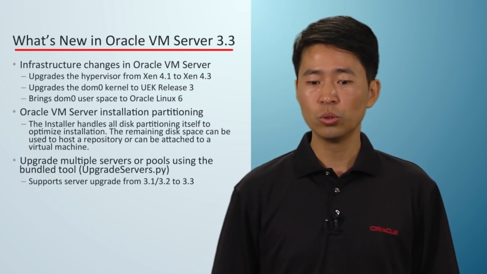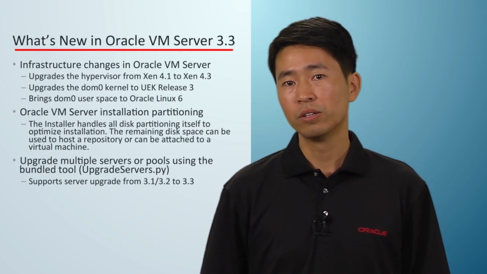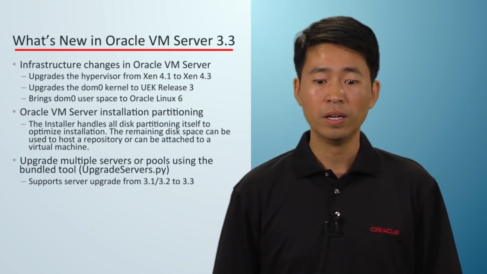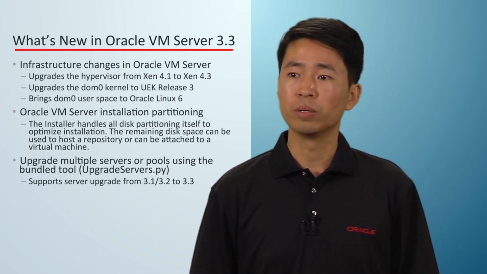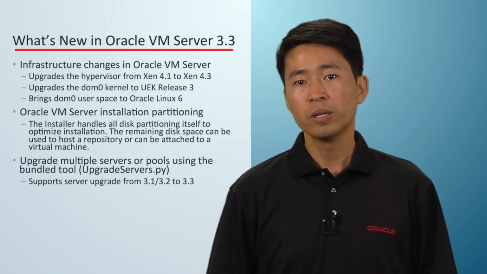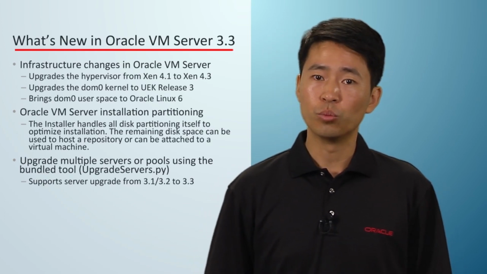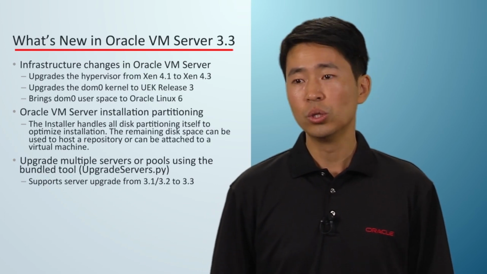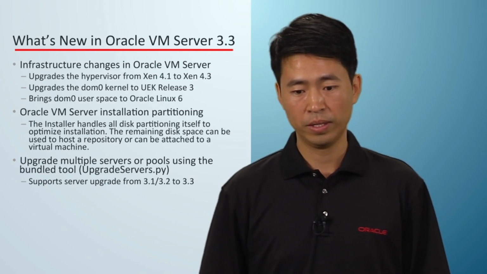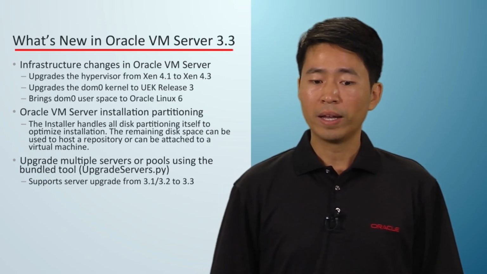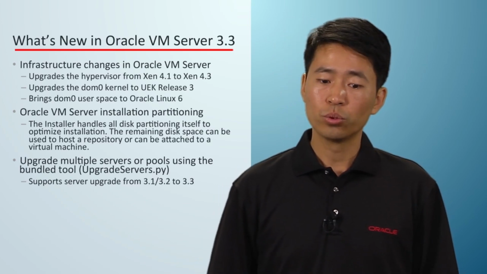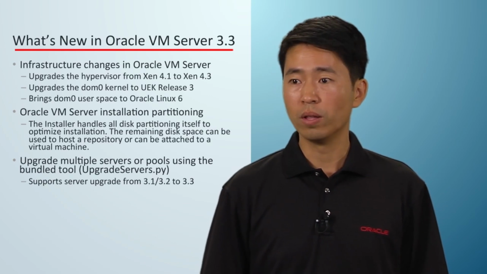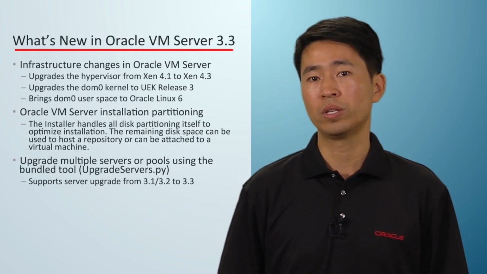Then the Dom0 user space has been updated from the early version to the new version of Oracle Linux 6. The server installation has also been improved. Now you will be able to leverage remaining space to host VM disk images, to use as a storage repository. Then we provide the upgrade capability to allow you to upgrade from Oracle VM Server 3.1 and 3.2 to the latest 3.3 release.